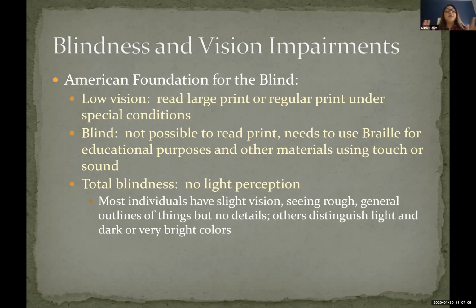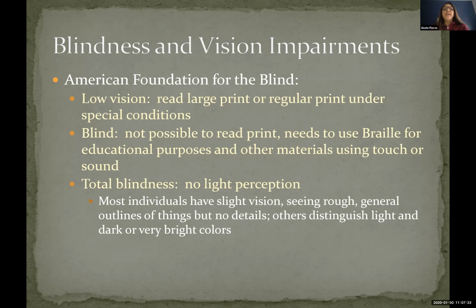The first thing I want you to know is that there's 3 different classifications of vision impairment. So you're going to see low vision first, and that's an inability to read small print, so they need to read larger print. They need to have special conditions like glasses in order to read, or have some kind of contacts or support system in order to read extremely large print or even regular print.